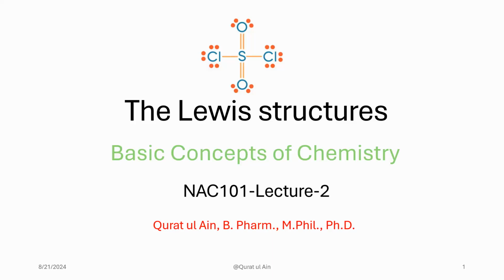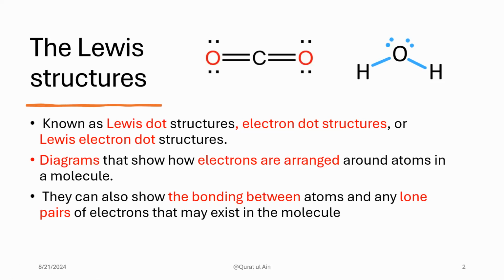Today we are going to discuss the Lewis structure, and this is my lecture number 2, and this lecture is a part of the basic concepts of chemistry. First of all, we have to understand the definition of Lewis structure. A Lewis structure is a diagram of a molecule, and this diagram shows us how electrons are arranged around an atom in a molecule, and how electrons are involved in the bonding.